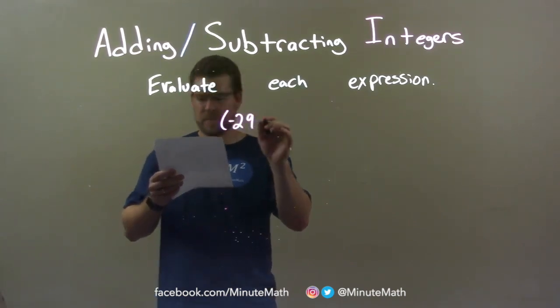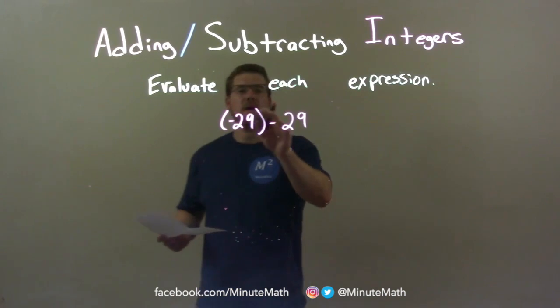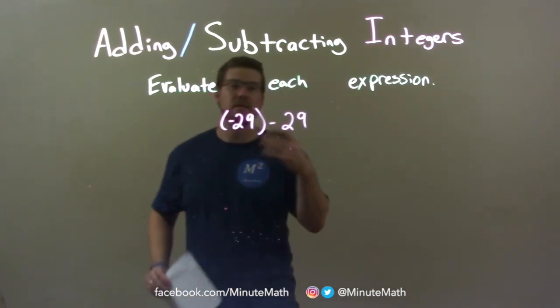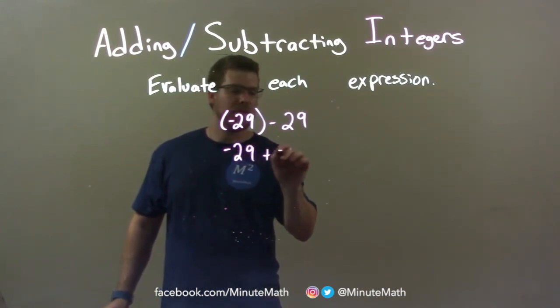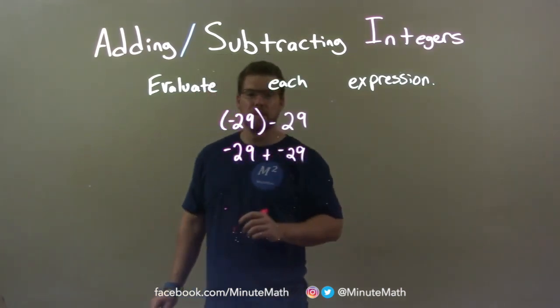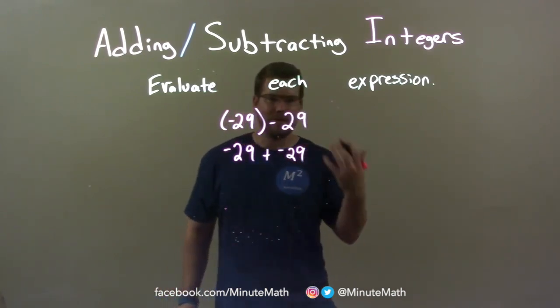Negative 29 minus 29. Okay? So negative 29 minus 29. Well, we know subtracting 29 is the same thing as adding a negative. So we have negative 29 plus a negative 29. Okay? Well, since they're both negative, we know we're going to have a larger, quote-unquote, negative number.